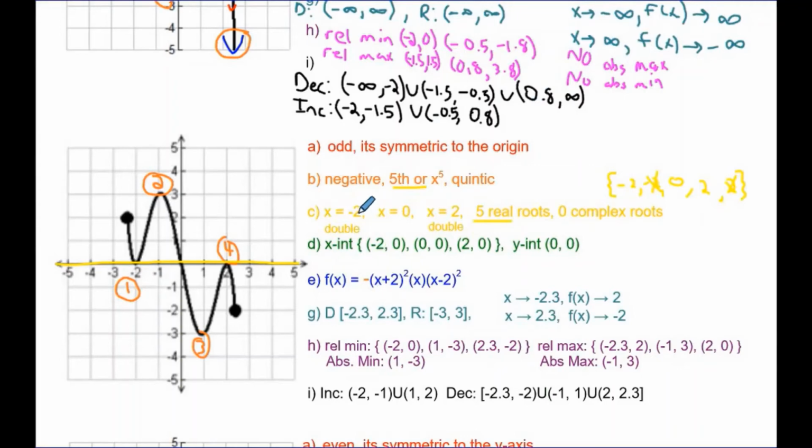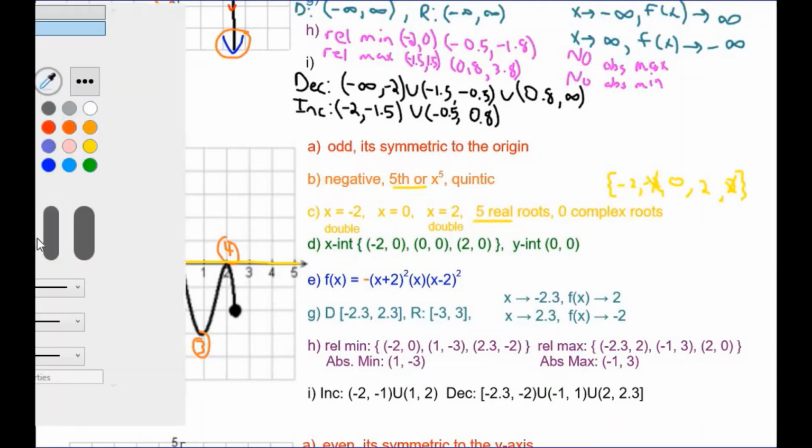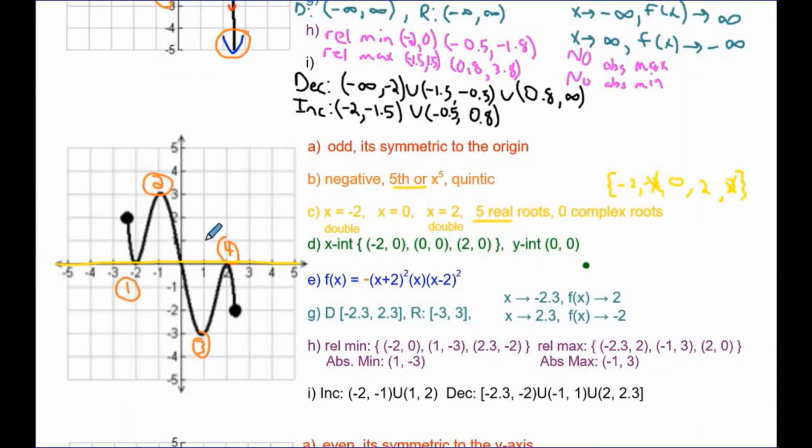So then we write these as x-intercepts by simply taking them and writing them as their point values. Please keep in mind that these items are actually points here. That's -2, 0, that's 0, 0, and that's 2, 0. The y-intercept is also 0, 0, as I've mentioned before. If you have an x-intercept at 0, 0, the y-intercept will also be 0, 0.